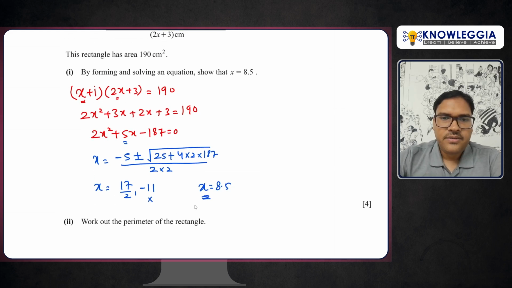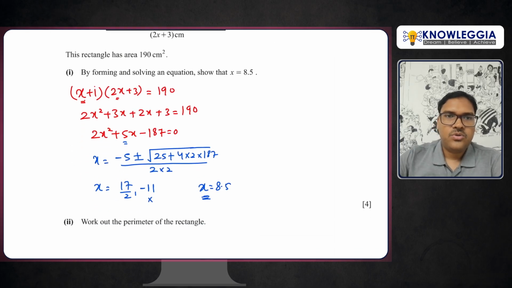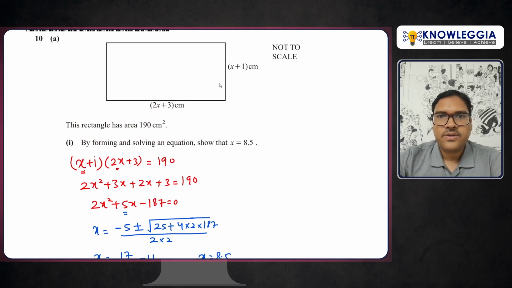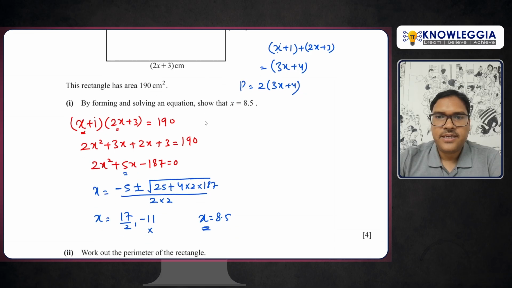Work out the perimeter of the rectangle. So what is the perimeter? Perimeter is equal to 2x plus 3 plus x plus 1, 2x plus 3 plus x plus 1. So what is perimeter? x plus 1 plus 2x plus 3, and this we will double. So what is x plus 1 plus 2x plus 3? x plus 2x is 3x, and this is 4. And now what is the perimeter? This is double of this, right? So 2 times 3x plus 4.